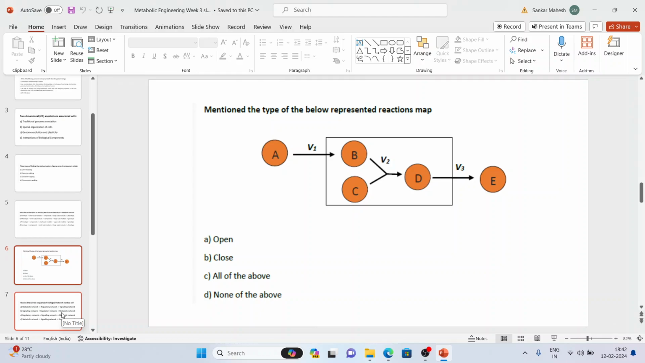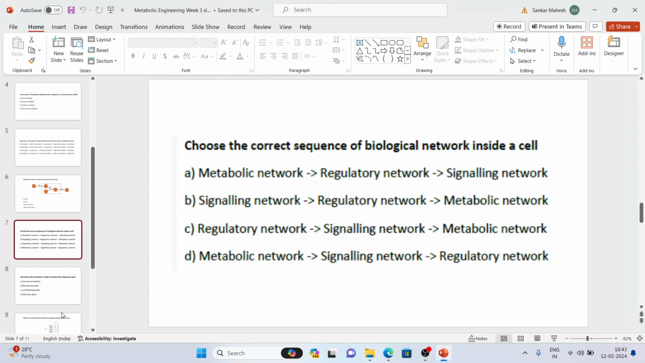We'll move on to the next question. Choose the correct sequence of biological networks inside a cell. Biological networks within a cell can be divided into three types: metabolic, regulatory, and signaling networks. Now we have to choose the correct sequence of the biological networks.